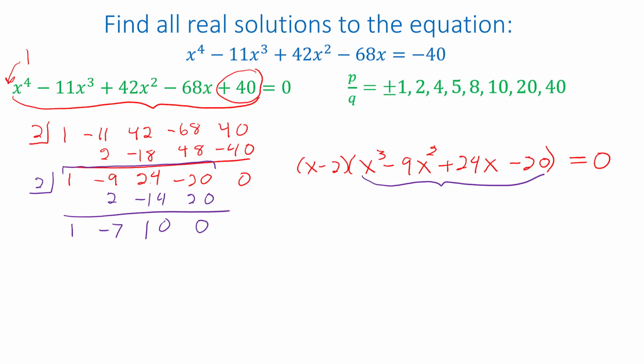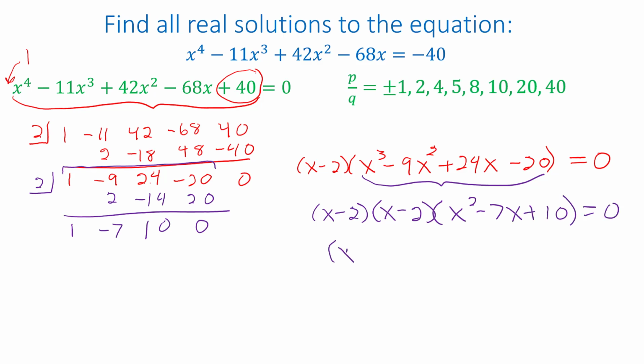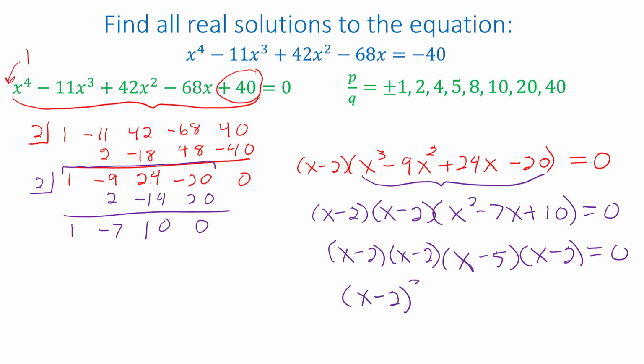So this works. We can see that we can now write our equation as x minus 2 times x minus 2 times x squared minus 7x plus 10 equals 0. I can finish factoring on my own here. In fact, x squared minus 7x plus 10 factors into x minus 5 times x minus 2. Then simplifying, we have x minus 2 cubed times x minus 5 equals 0.